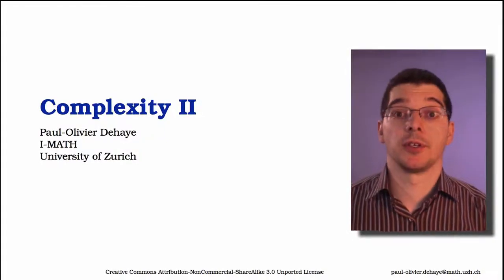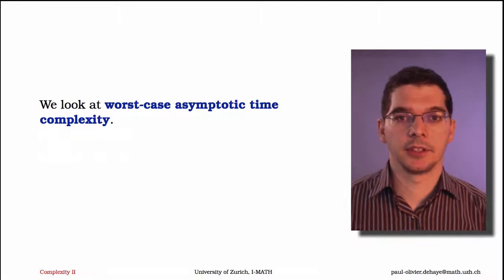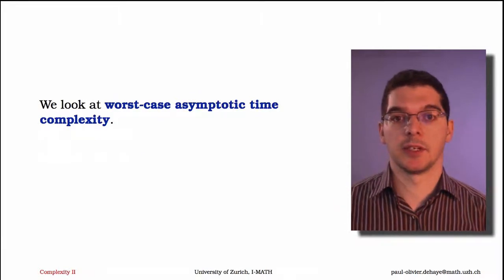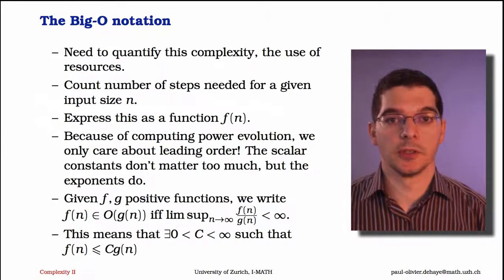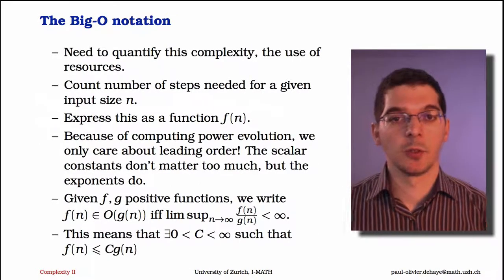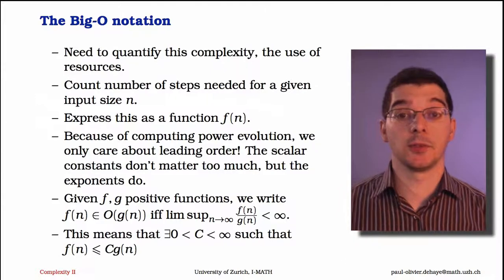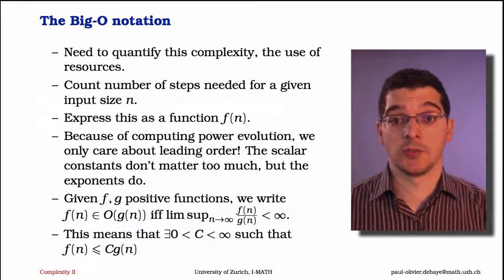So we'll now talk about computing this complexity, in particular in the case of worst case asymptotic time complexity. For this, we'll need to introduce new notation called the big O notation. So what is it useful for? Well, it's useful to quantify the complexity, the use of resources.